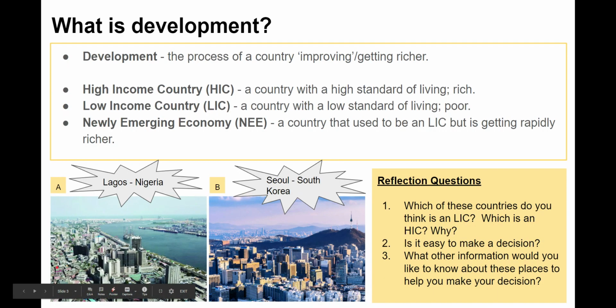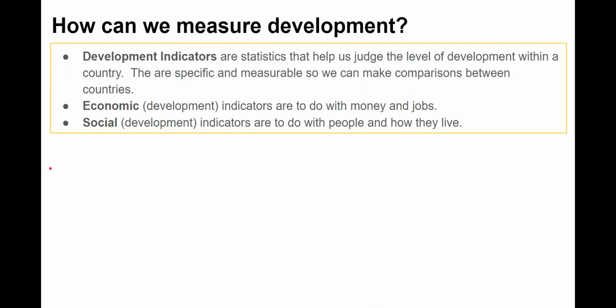But having said that, it is really, really hard to see just from this one snapshot. If we're going to make a decision, we really do need a lot more information. Some of the things that we might like to know about these places, I might want to know something about the people who actually live there. What's their life like? What level of income do they have? I might also want to know about the conditions or the facilities that are available in each of these places. And there are things that help us do this. In geography, we call these development indicators, and that's what we're going to have a look at next.